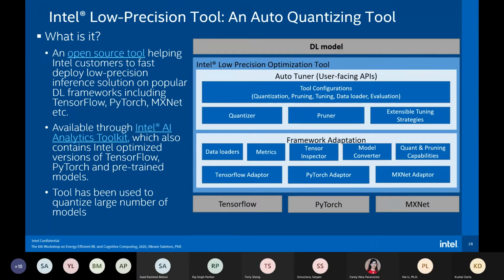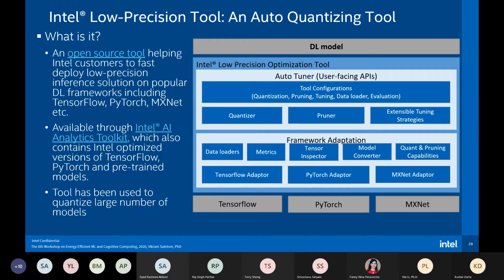So Intel has recently open sourced a tool called Intel Low Precision Tool. It's an auto quantization tool, used to deploy low precision inference to deep learning frameworks, and it supports TensorFlow, PyTorch, and MXNet. It's also available through the Intel AI Analytics Toolkit. If you go to the site, which is this link, almost 30 to 50 benchmark models have already been quantized. I'm going to give you a flavor of that.